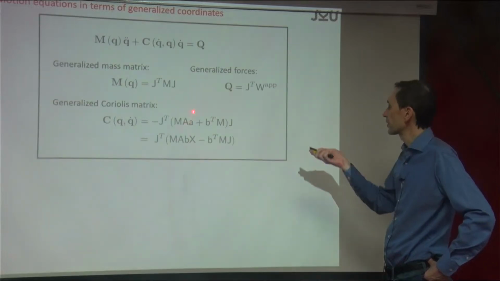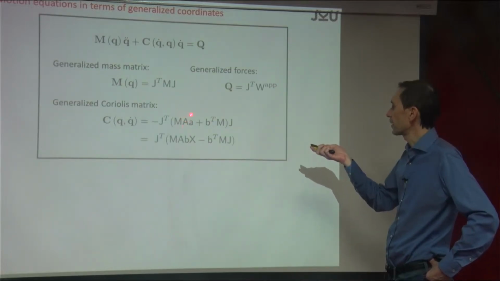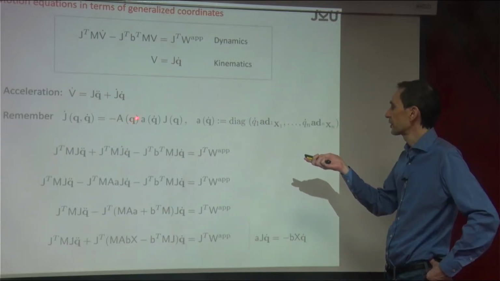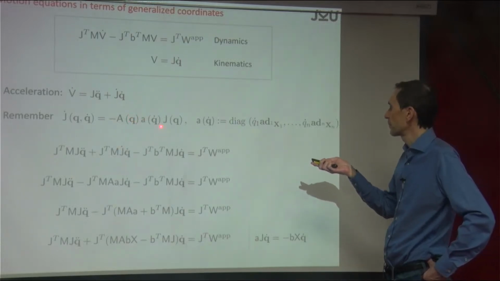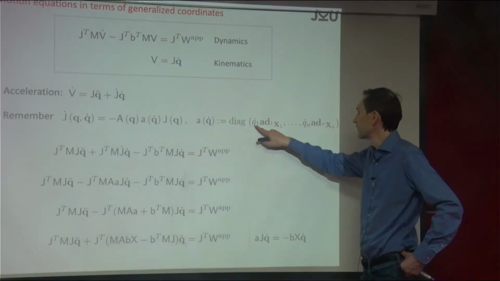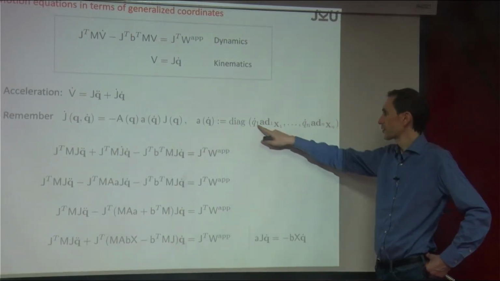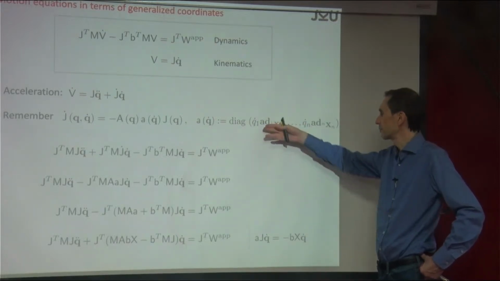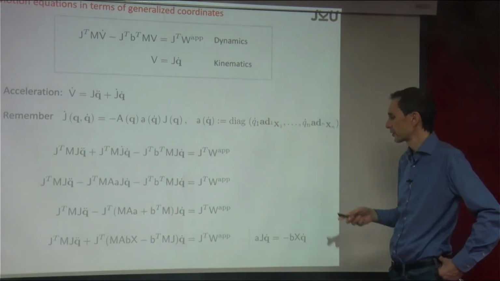Okay, so let's look at this one, capital A, little a. So A depends on Q, that's fine. But this little a matrix depends on Q dot. And it depends linearly on Q dot, right? Because each of these factors is just multiplied with Q dot.